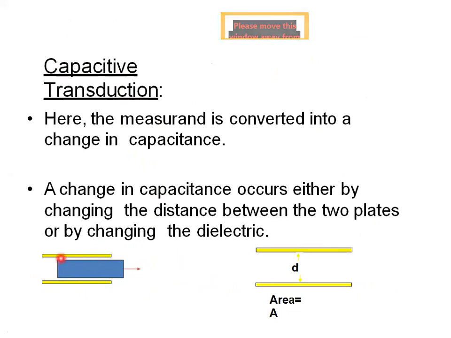And how it is changed, you can see in the parallel plate capacitor, C equals epsilon A upon D. So if the distance between the two plates is going to change because of some input, the capacitor value will be changed. This input may be a physical input or an electrical input. So the change in the distance between the two plates changes the capacitor value. Such types of transducers are called capacitive transducers.